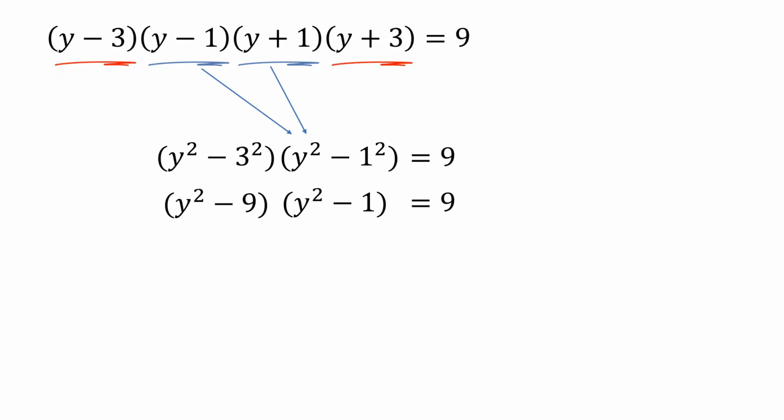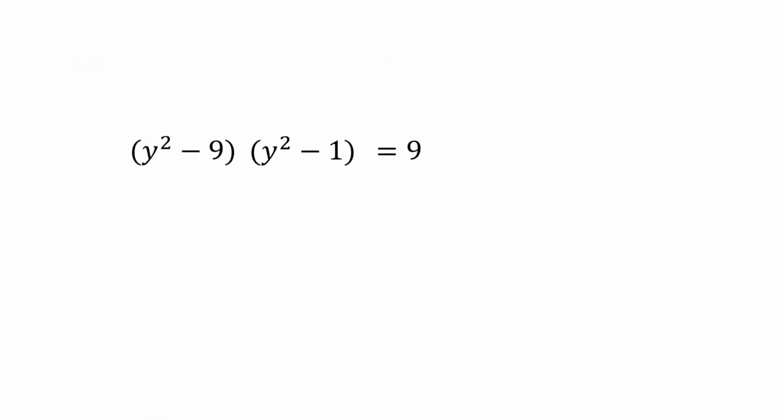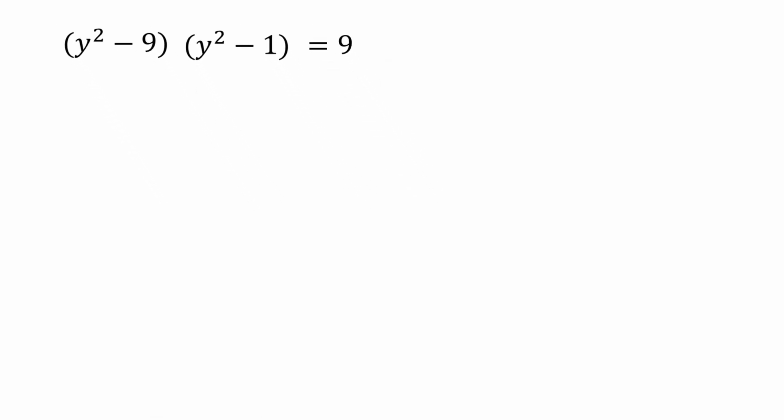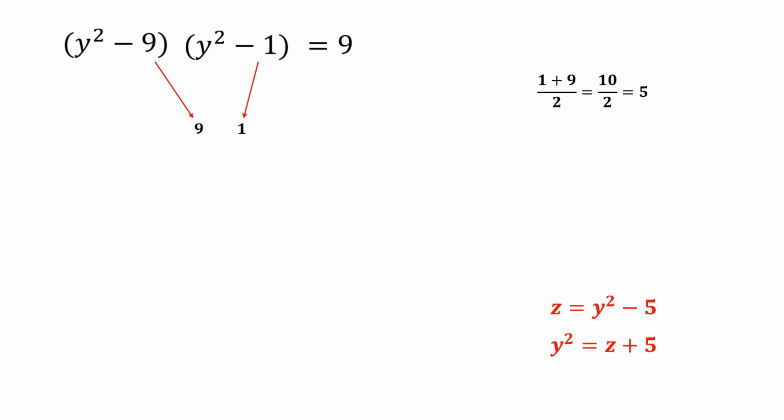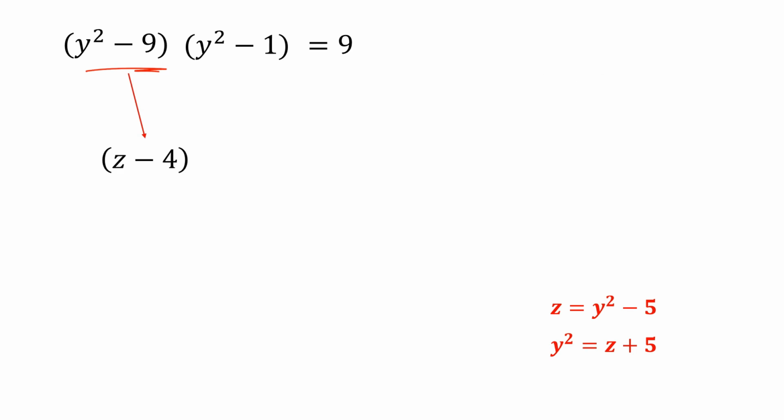Now, are you thinking of expanding this again? Hold on, we can simplify it into a nicer form. What's the average of 9 and 1? It's 9 plus 1 divided by 2. That's 10 over 2, which equals 5, right? So let y squared be z plus 5. Therefore, y squared minus 9 becomes z plus 5 minus 9, or simply z minus 4. And y squared minus 1 becomes z plus 5 minus 1, or z plus 4.